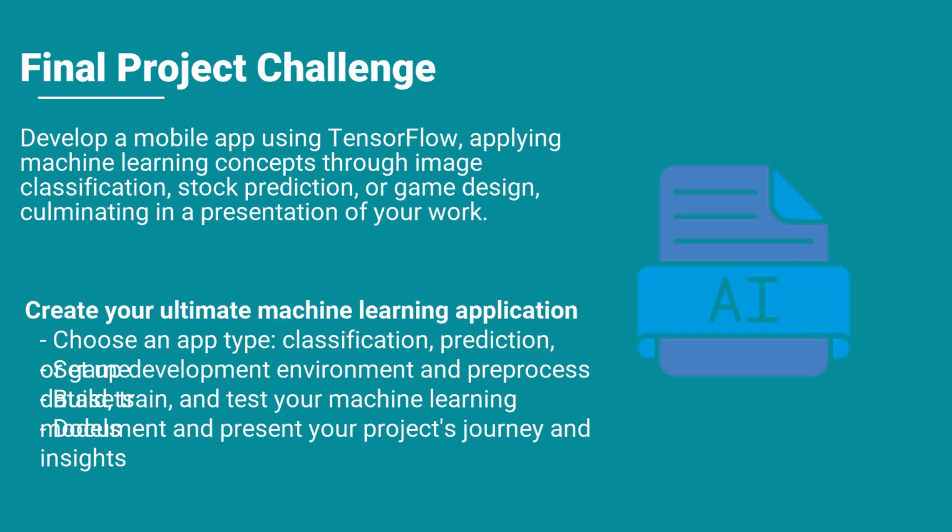In this final section, we will do a project challenge to apply what we have learned so far. The objective of this project is to develop a mobile application using TensorFlow that showcases your understanding of machine learning concepts. You will have the freedom to choose from 3 application types. Create an image classification app that uses a pre-trained model to identify objects in photos. Build a stock price prediction app employing RNN or LSTM techniques to forecast market trends, or design a game-playing app that leverages reinforcement learning to challenge users.